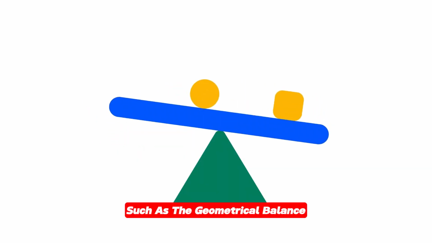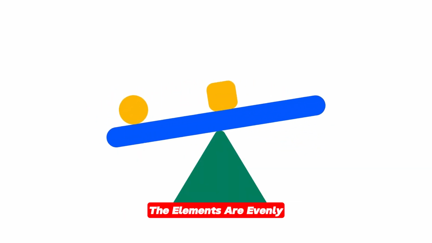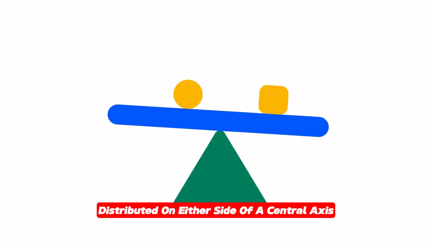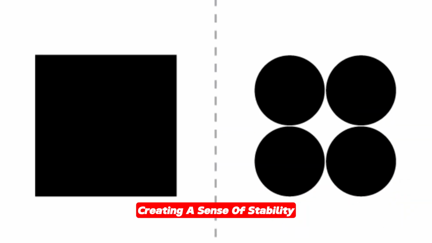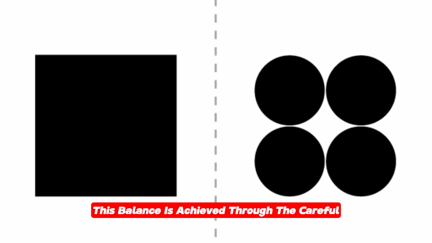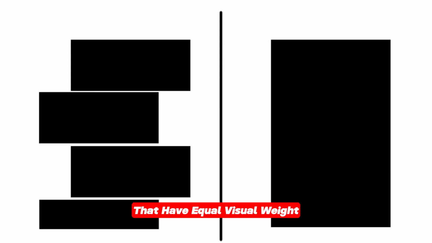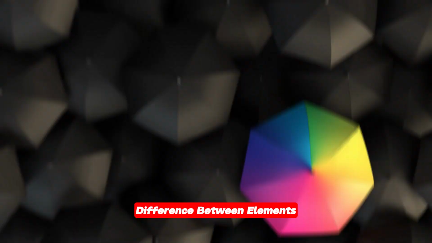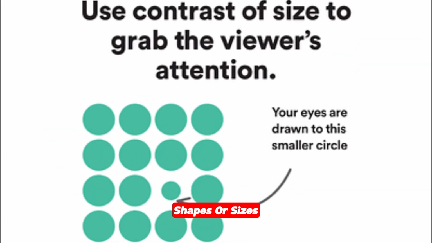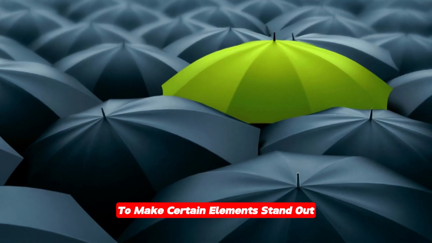Balance. Symmetrical balance: elements are evenly distributed on either side of a central axis, creating a sense of stability. Balance is achieved through the careful arrangement of different elements that have equal visual weight. Contrast: creating a noticeable difference between elements, such as colors, shapes, or sizes, to make certain elements stand out and capture attention.